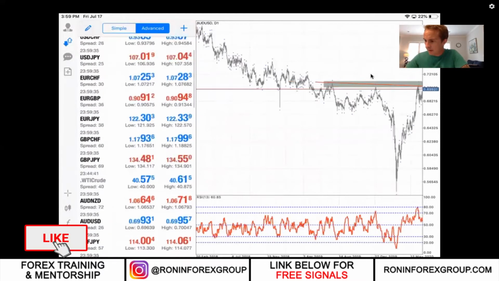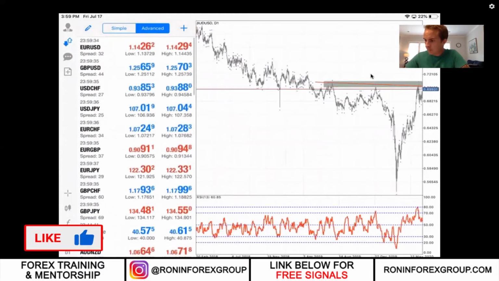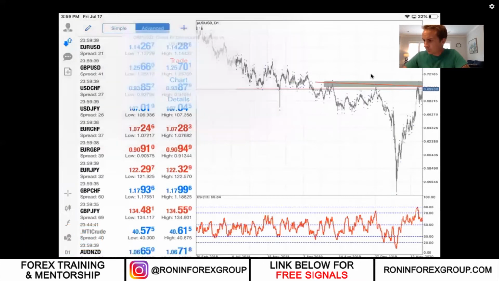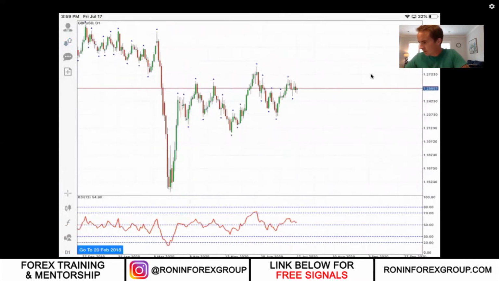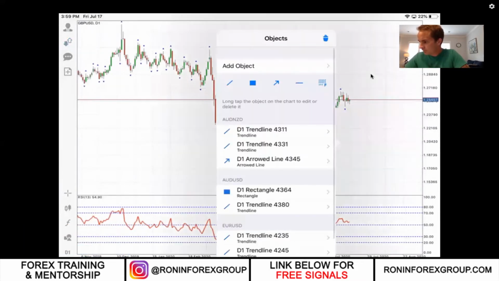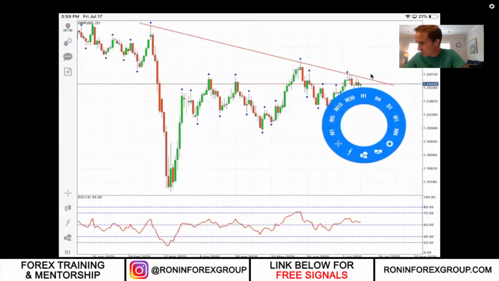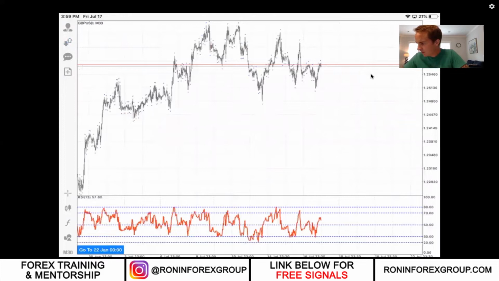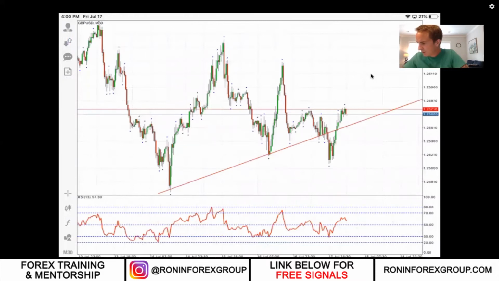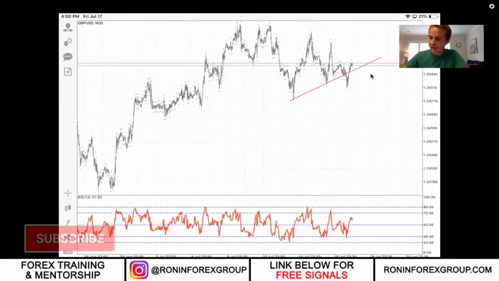Let's take a look at cable, which tried to enter in on a sell here, but it's been really range bound all day. It looked like we were breaking lower. This morning, we had a little trend line break here, but then a recovery back above it. So range bound on cable.